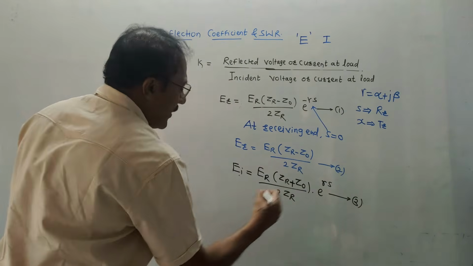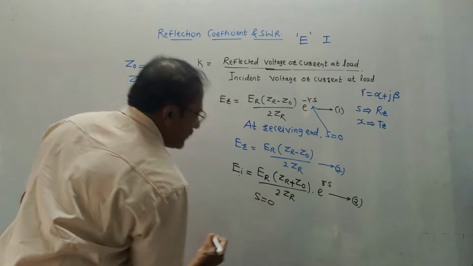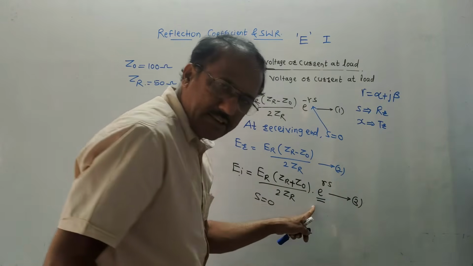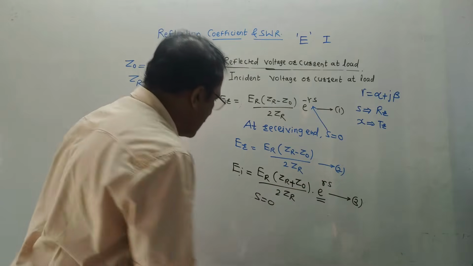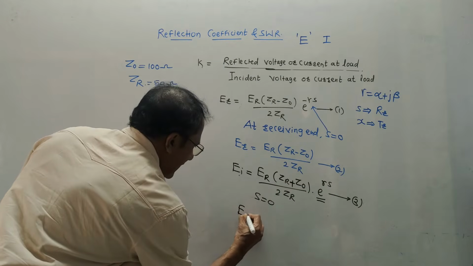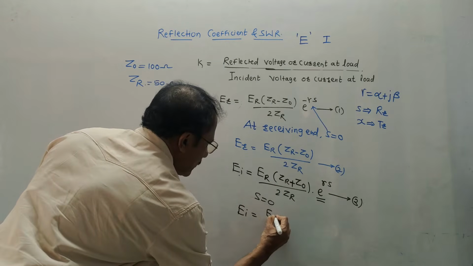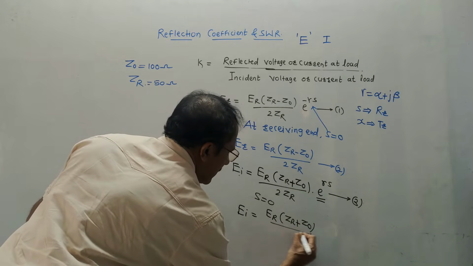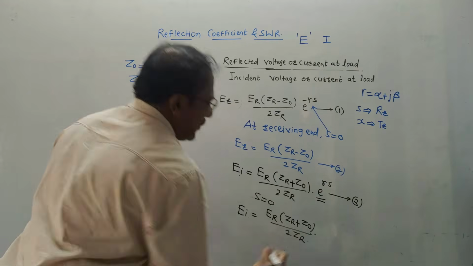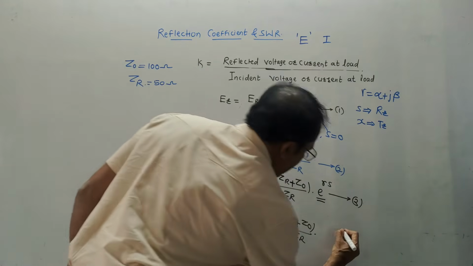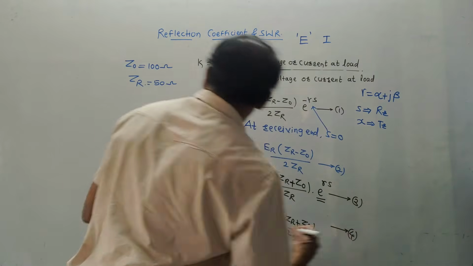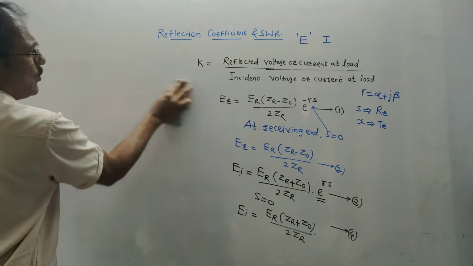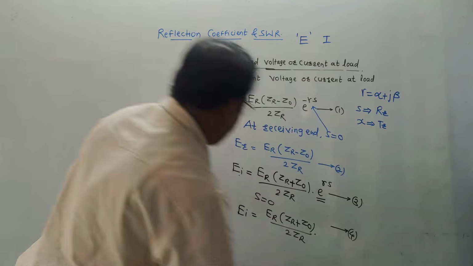Now at the load end, I will have to put s equals to 0. Like the previous case, if you put s equals to 0, this term becomes e raised to 0, which is 1. So I will get the equation EI is equals to ER (ZR plus Z0) upon 2ZR into e raised to 0, and e raised to 0 becomes 1. This derivation is pretty simple. You just have to memorize this equation number 1.